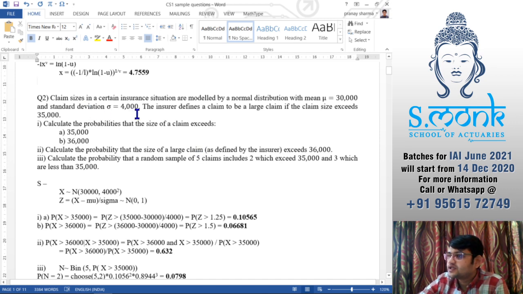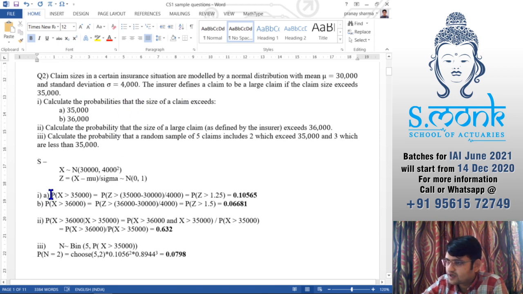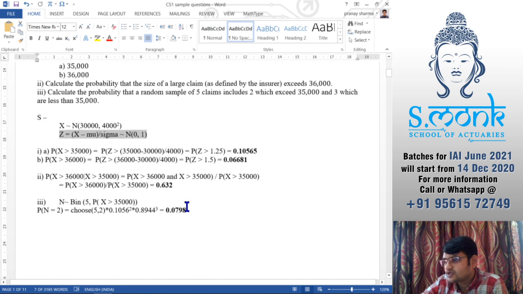Now, claim sizes in a certain insurance company situation are modeled by a normal distribution with mean this much and standard deviation this much. The insurer defines a claim to be large if the claim size exceeds 35,000. Calculate the probability that the size of the claim exceeds 35,000 and 36,000. So this is basic probability. We'll convert it into standard normal distribution. I've even written the formula of standard normal distribution here. This is just a good practice, I always do that, it's not actually necessary.